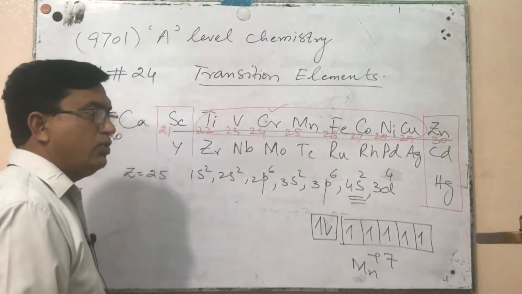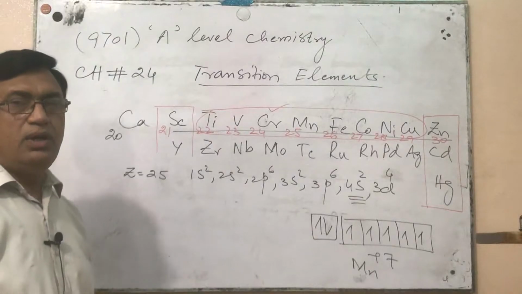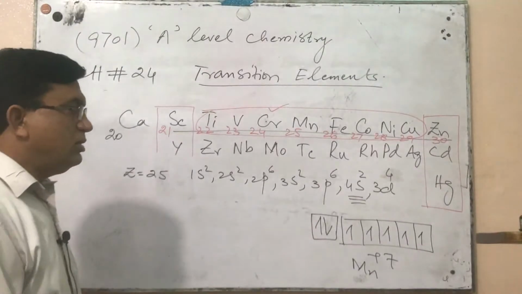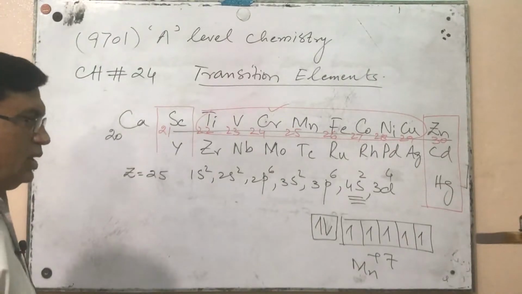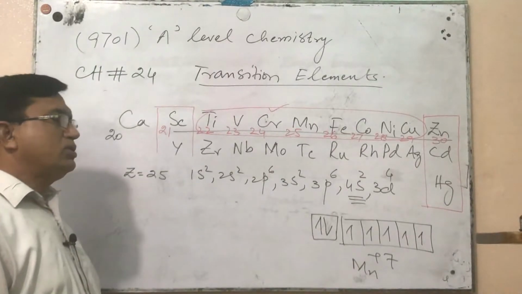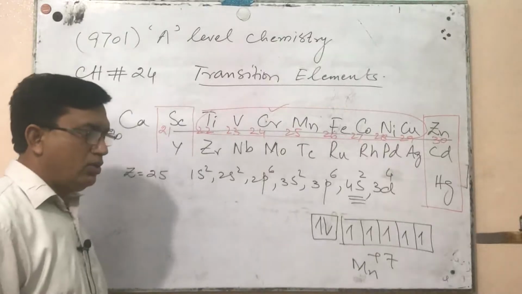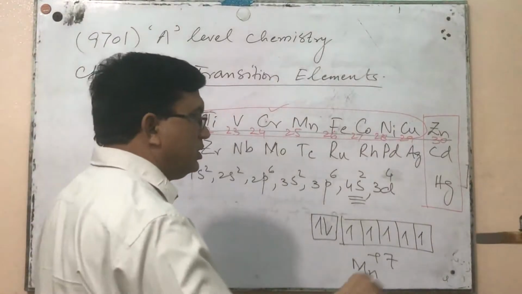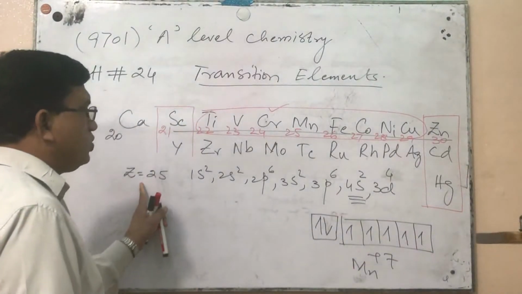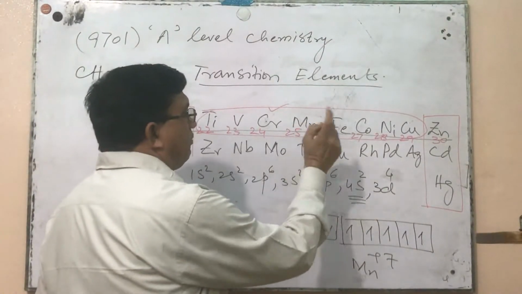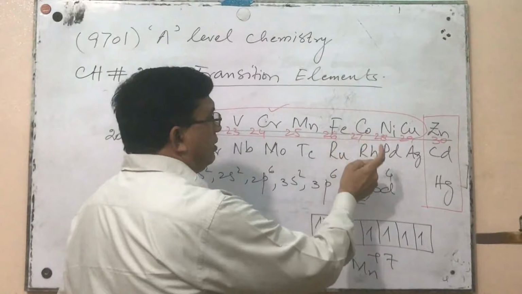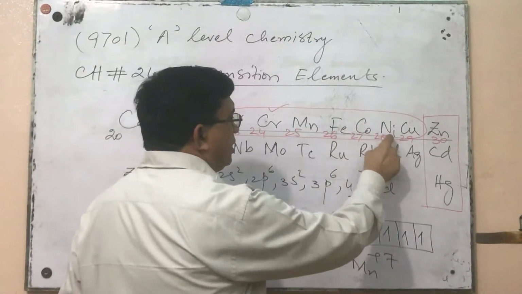which starts from positive 2 to positive 7, but the maximum stable oxidation state compounds are known, and less stable oxidation state compounds are not very common. That's why they are not considered too much. Now, the same situation also comes after iron, after cobalt, after nickel.